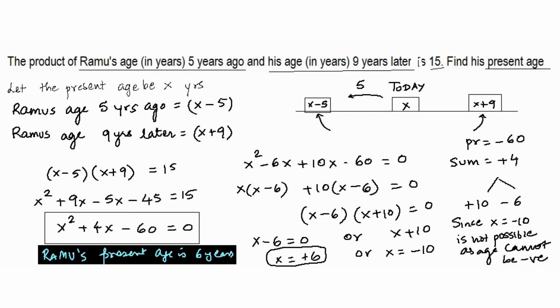A quick check. Today if he is 6 years old, then 5 years ago he was 1 year old, and 9 years later he is going to be 15 years old, and 1 into 15 gives you 15. So therefore our answer is perfectly fine. Again pausing for a minute before I move on to the next question.